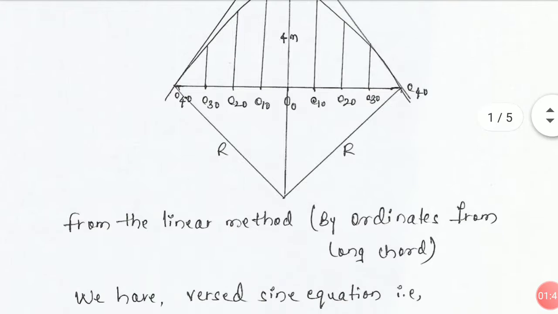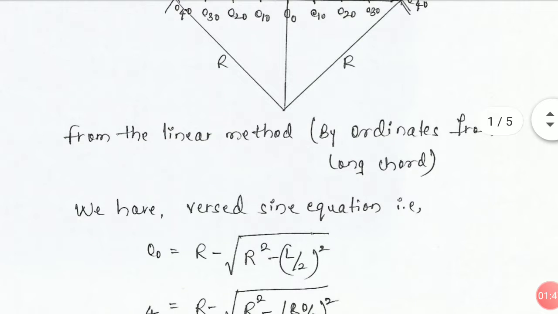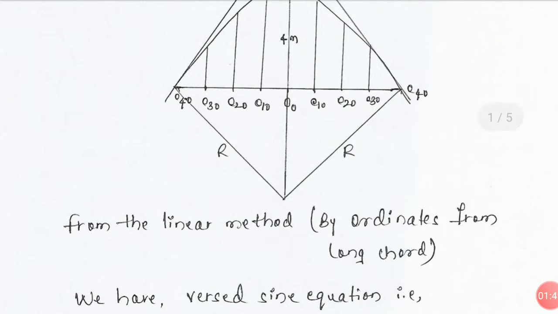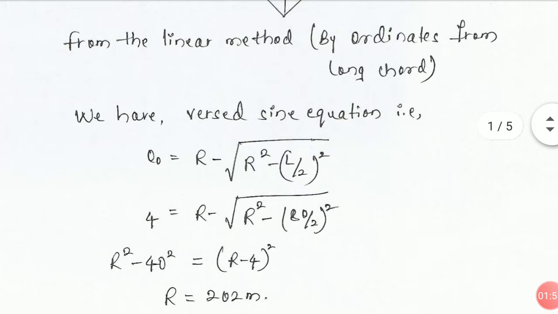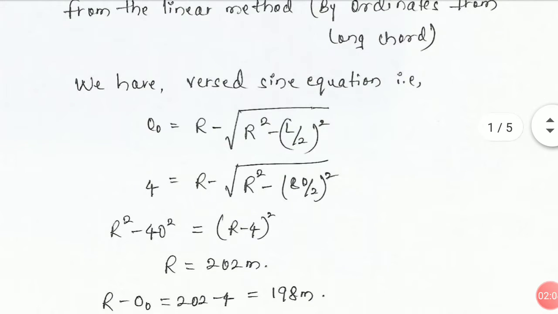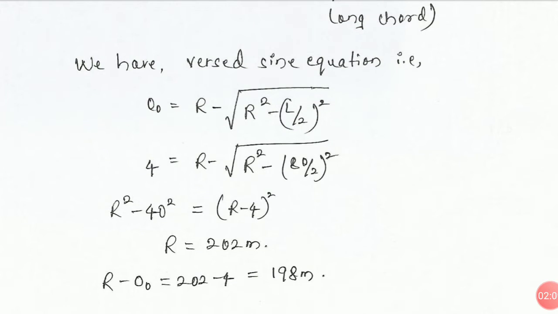From this method, by ordinates from long chord, we have the versine equation for O naught, which is R minus square root of R squared minus (L by 2) squared. O naught value I have 4 and I know the capital L value, that is the total length of the chord, 80 meters. By using that I have calculated the radius of the curve as 202 meters.